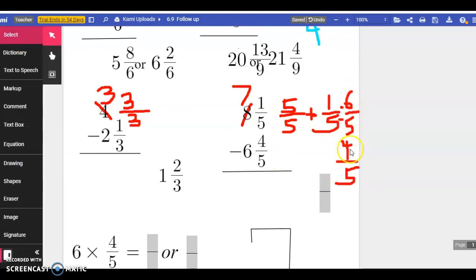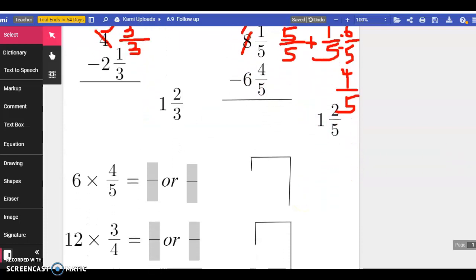Okay, so 6 minus 4 is 2. Our denominator stays the same. 7 minus 6 is 1. So we have 1 and 2/5.